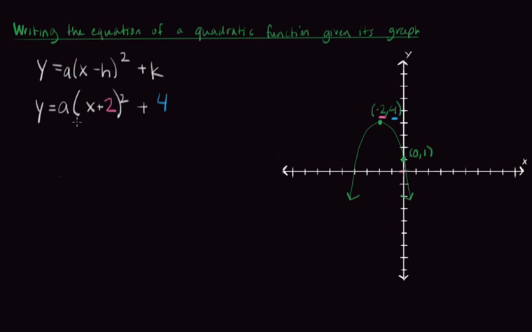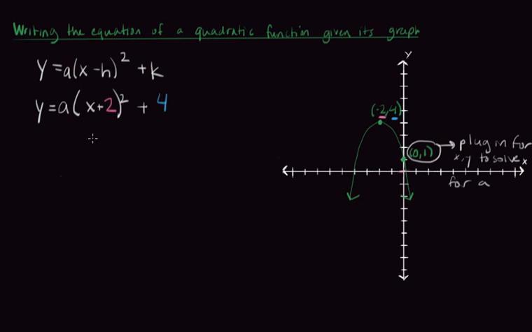So I think that the best way to find a is now to use this other point. So we have another point, which is (0, 1). We can plug this in for x and y to solve for a. So to solve for a, we'll plug in 0 and 1 for x and y.